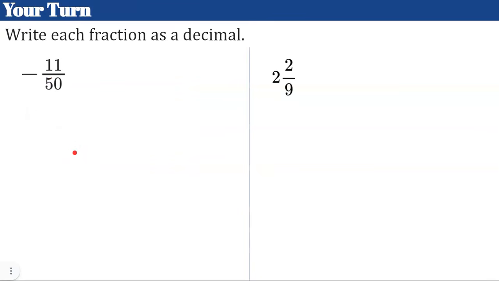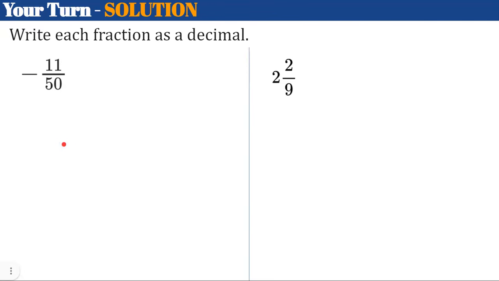Your turn. I would like you to write each of these fractions as a decimal. Go ahead and pause. Come back when you're done. Welcome back. So let's see our solutions here. So I'm going to make a note that this is going to be a negative. I don't want to lose that negative sign. And it's not a whole. There's no whole value here. So I know that I'm going to have 0 point something.